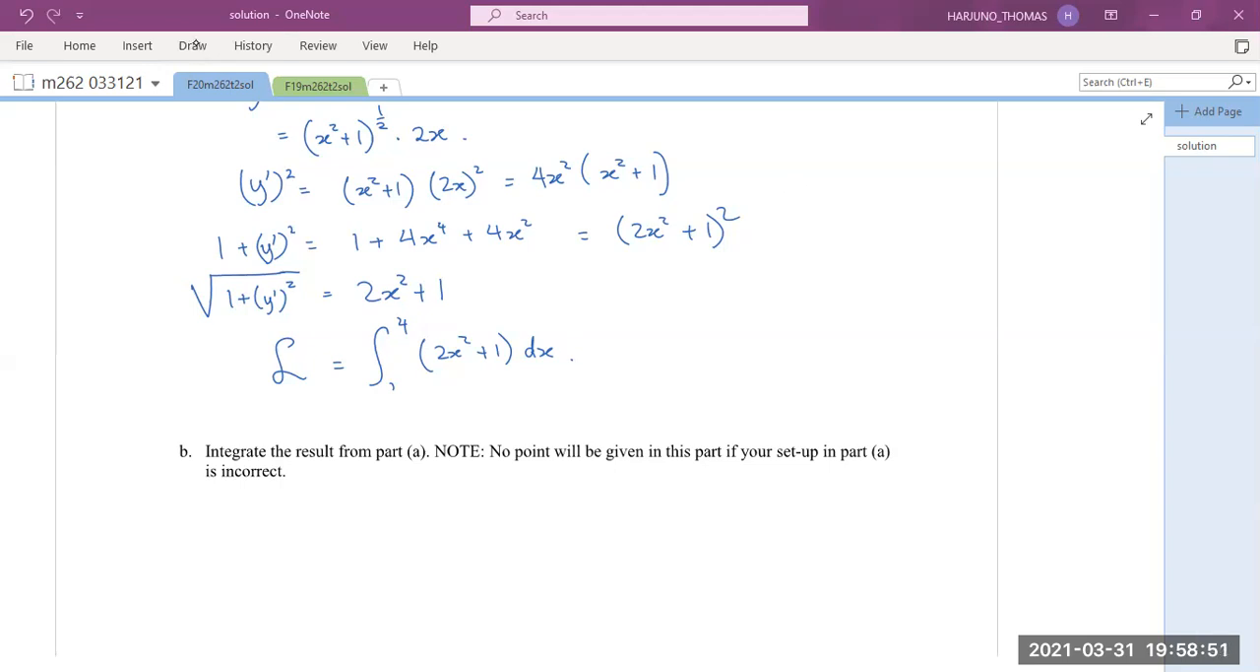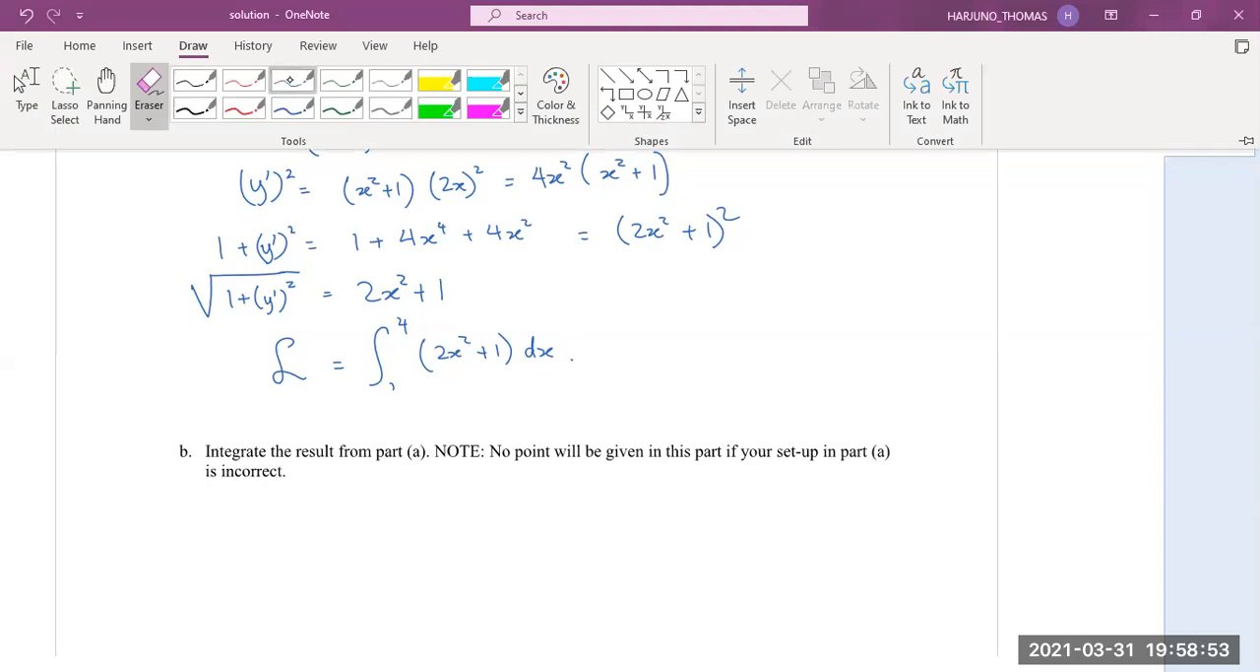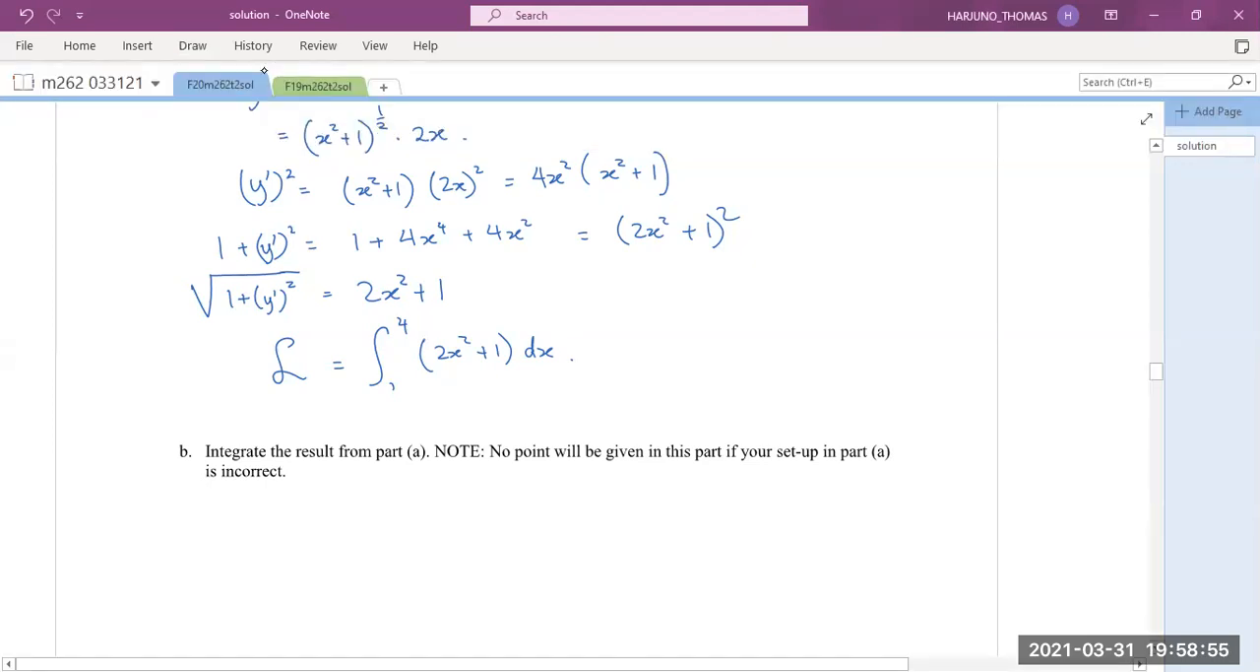Well, anyway, let's come back here. Part B, integrate the result from part A. Once you are done, my purpose is I want you to focus on the setup and do the integration later on. Now, part B, if you have that setup already, if you don't know how to integrate this simple polynomial, then go back to your pre-calc 1 teacher and yell at him.